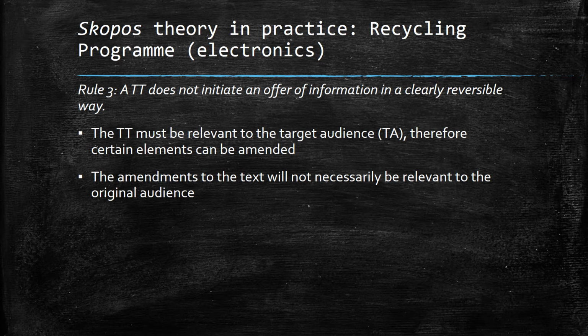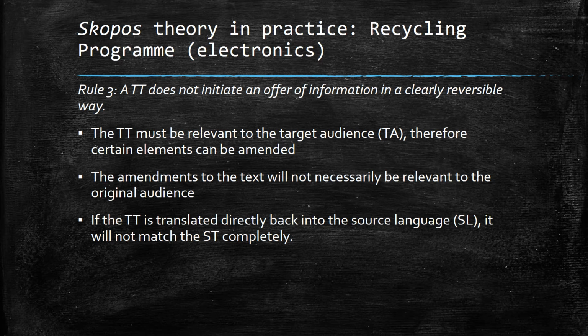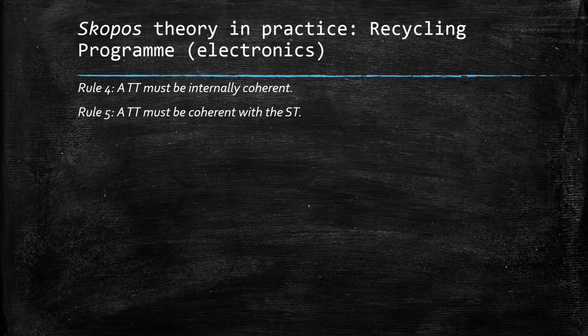The amendments to the text will not necessarily be relevant to the original audience. Taking the example of the pamphlet, the translator might decide that additional information about the environment or about recycling is necessary because habits or traditions of recycling are different in both countries. The translator is free to add these as necessary. If the text is translated directly back into the source language, it will therefore not match the source text completely. 4 and 5 concern coherence internally and with the source text.